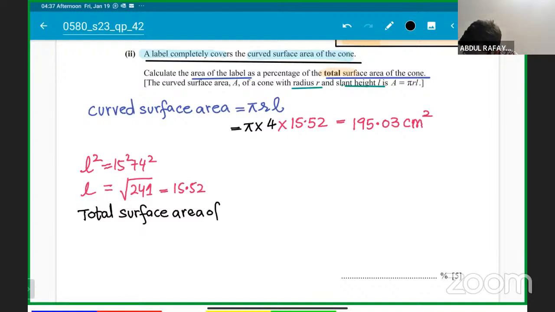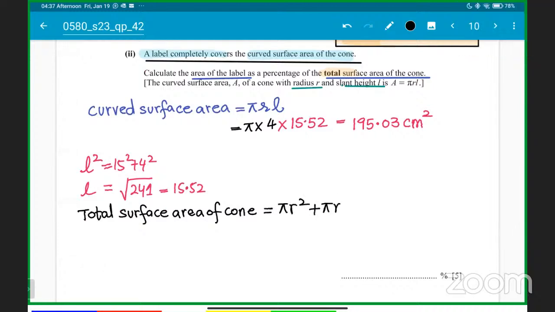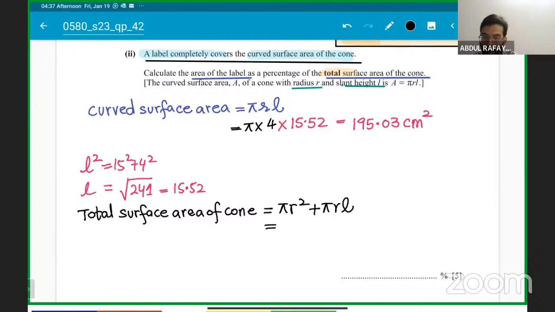Total surface area of the cone will be what? Total surface area of the cone will be pi r square plus pi RL. Make sure I'm writing the formulas so you can understand. No need to give them to the examiner, but because you need to revise from these papers, all the past papers, make sure you revise it clearly and understand how you have to solve the next paper. So pi into the radius 4 square plus pi into the radius into the slant height. So this will be another value.